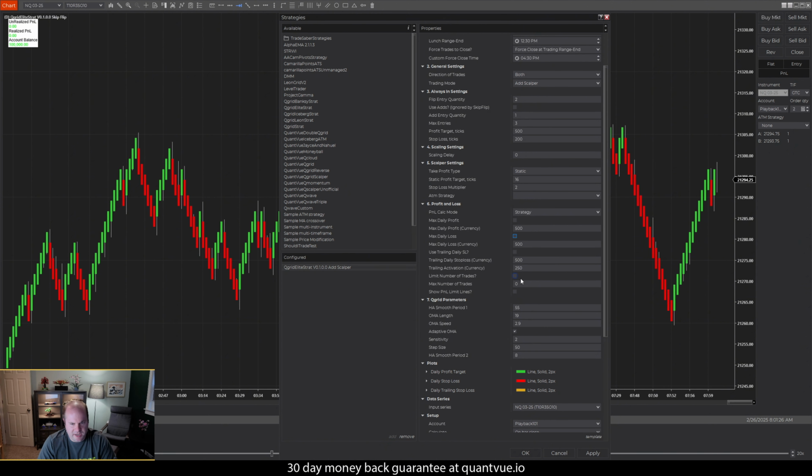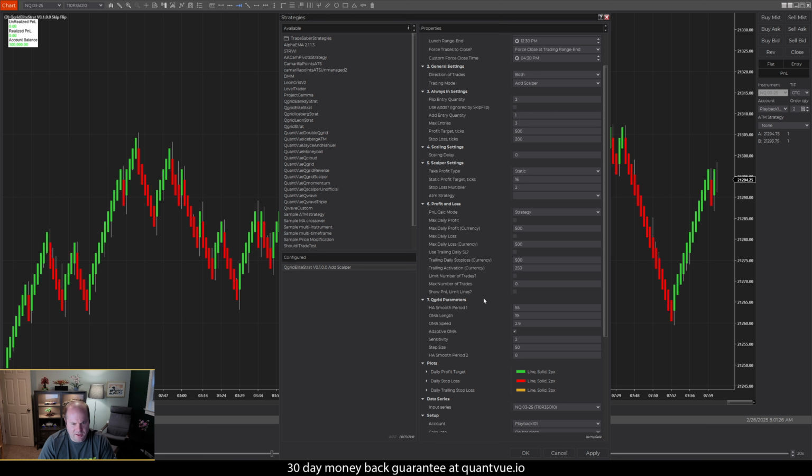Limit number of trades. If this was checked, it would restrict you to only take the amount of trades that you have in this box. So since we are on the add scalper, it would allow you to take 3 scalps and then you're done. So we're not going to do that today either. That's up to you. That limits your loss, kind of like the J12 strategy. He's 3 and out for the day.